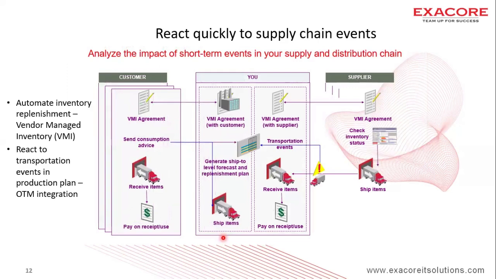Another crucial factor is reacting quickly to supply chain events. We can enable suppliers to manage inventory for us, and we can also manage the inventory for supply customers. So Oracle supply chain supports both supplier as well as customer managed inventory scenarios, which can include consigned inventories as well. Once we create an agreement with the supplier or the customer, we set the parameters and use a process called collaborative planning to automate the replenishment.